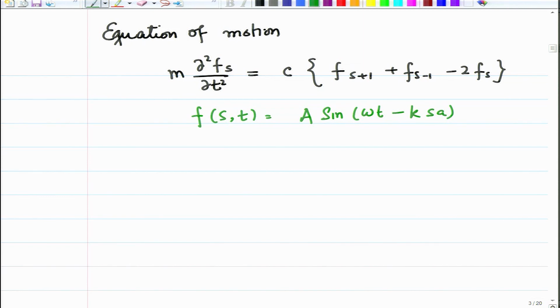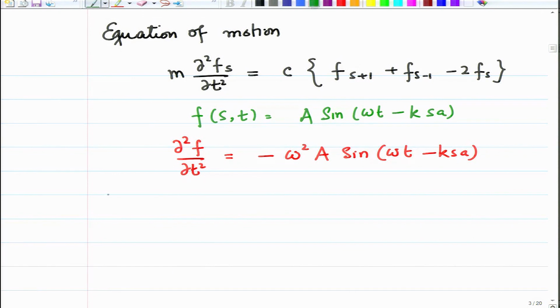Let us take the derivatives. If I take the time derivative, d2f over dt square would be equal to minus omega square A sine of omega t minus k s a. Let us also calculate the right hand side now. So, this is my left hand side.